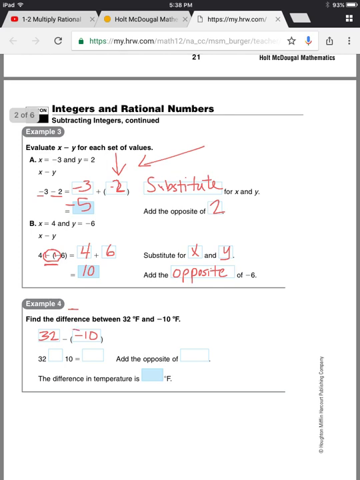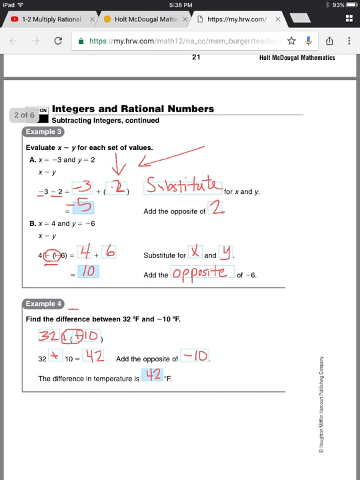Now remember, those two negatives are right in a row, so you circle and change them to a positive. So we're going to put a positive sign here, and 32 plus 10 is 42, because we added the opposite of negative 10. So the difference is 42 degrees.